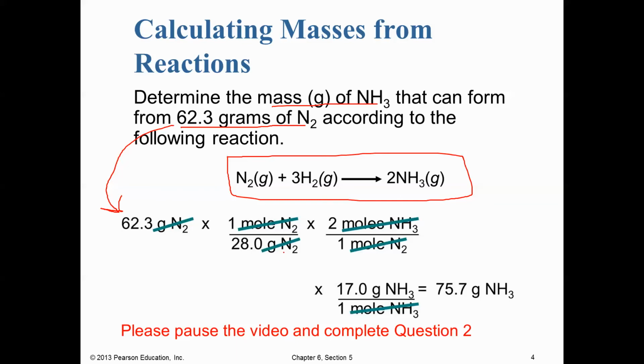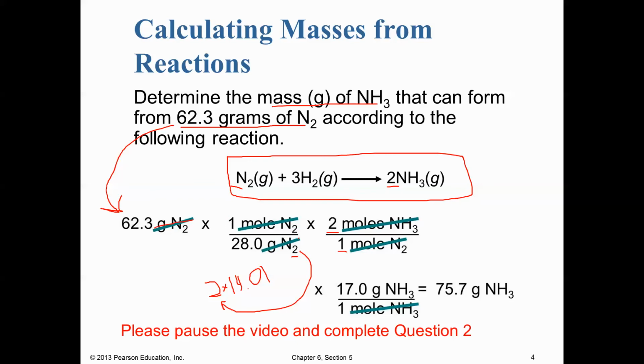So notice because we have N2 right here, it's going to be 2 times our 14.01 that's on our periodic table. So remember, if you have 2 of something, you need to double that mass. And then right here from our balanced equation, that's where we get these values from. And then finally our molar mass over here. This is now our molar mass for ammonia, so that's the mass of nitrogen plus the mass of 3 hydrogens.